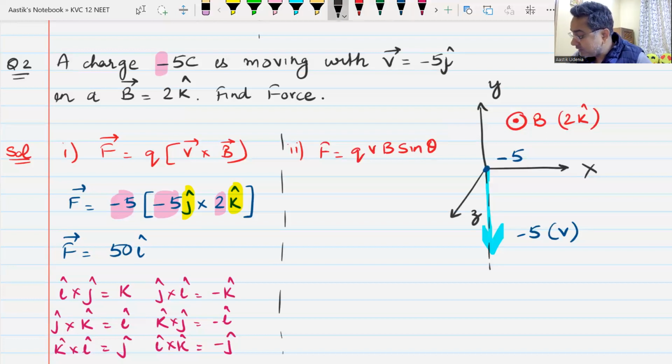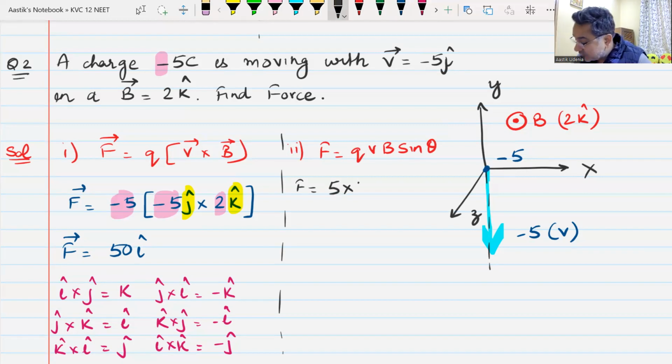Q here is given as minus 5. Do not use minus 5. If you use minus 5, you get the magnitude as negative. Magnitude cannot be negative. So we will use it as plus 5 only. Remember, in the scalar equation, we always use the positive value.